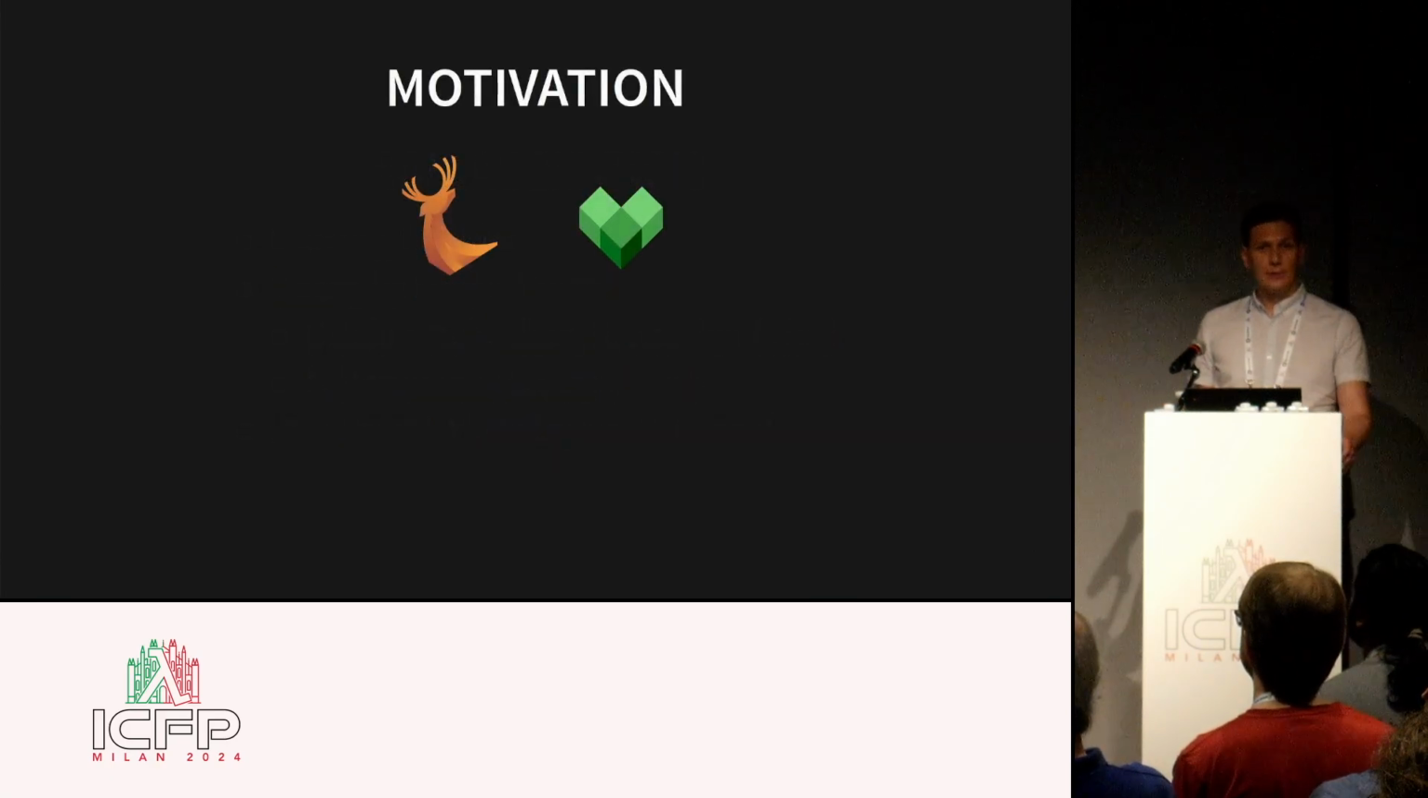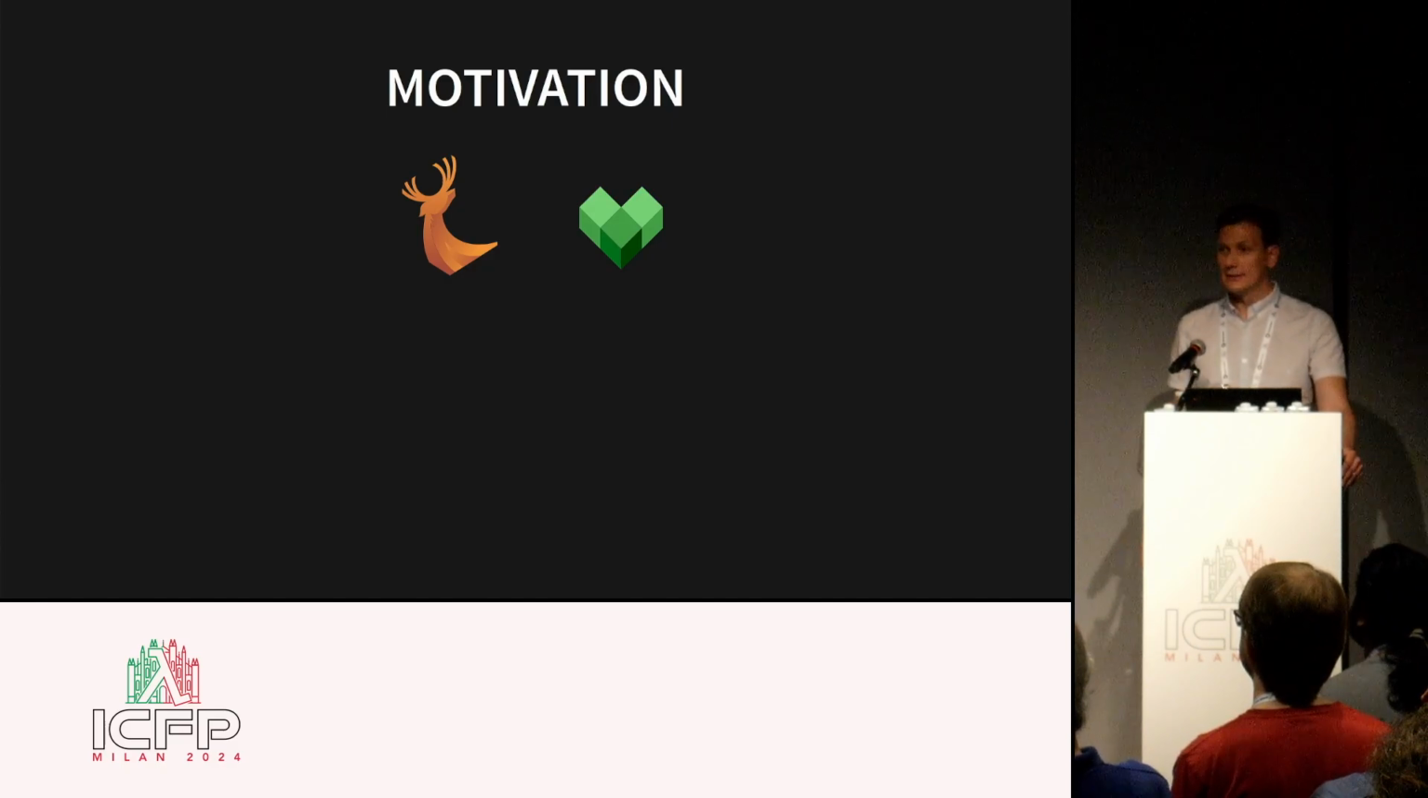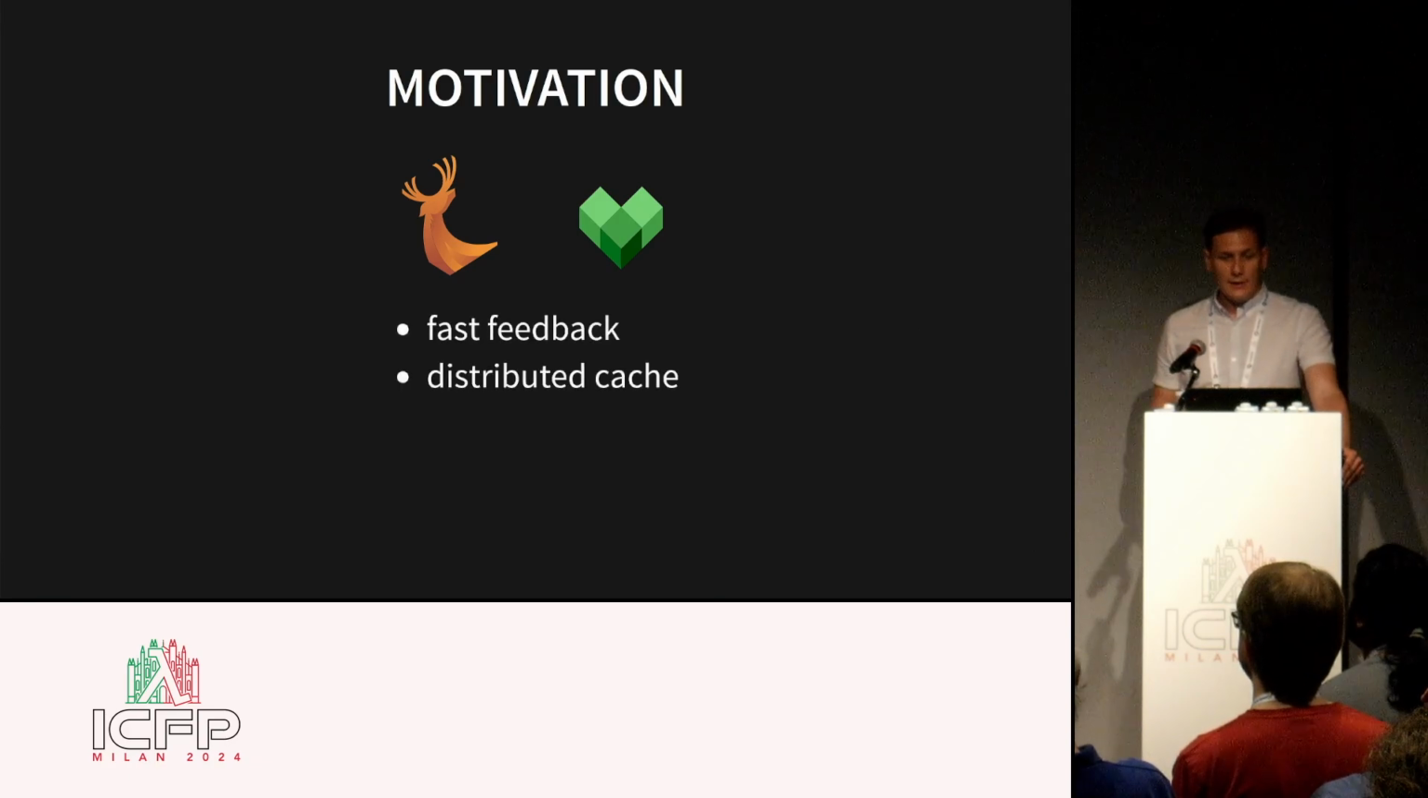First, let's talk a bit about motivations. Why do we care about scalable build systems? Primarily we want our developers to have a fast feedback loop. These build systems offer features like distributed caching, so you can benefit from build results that were perhaps built by CI and populated into a shared cache.